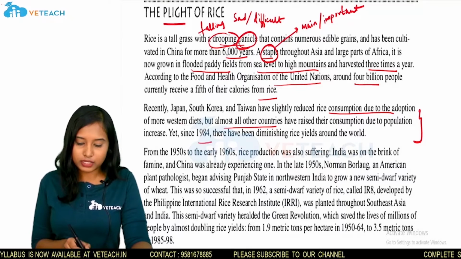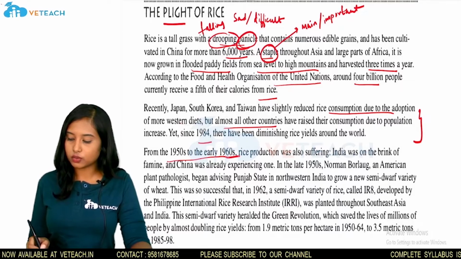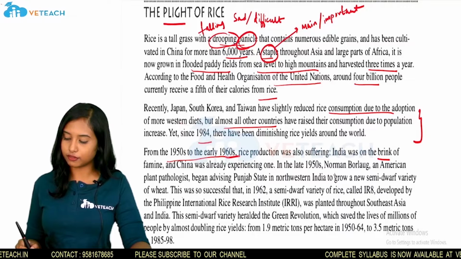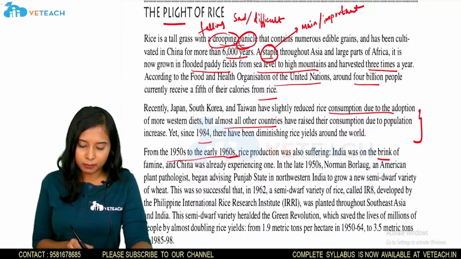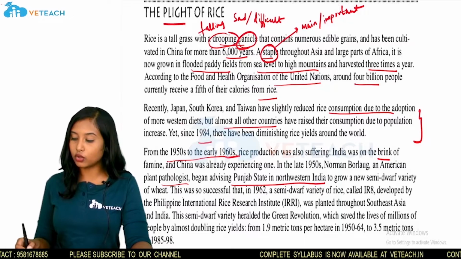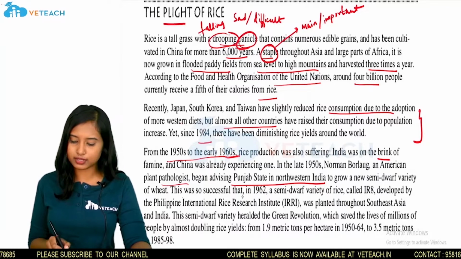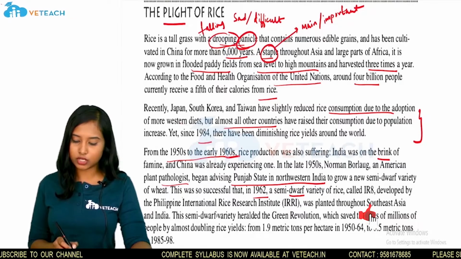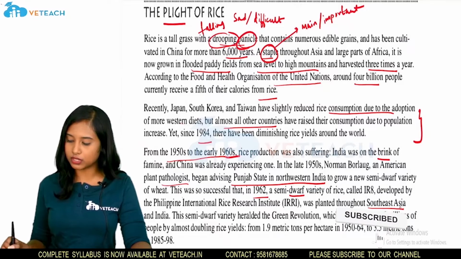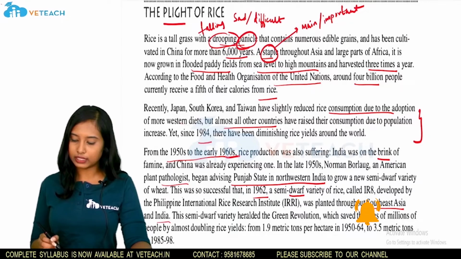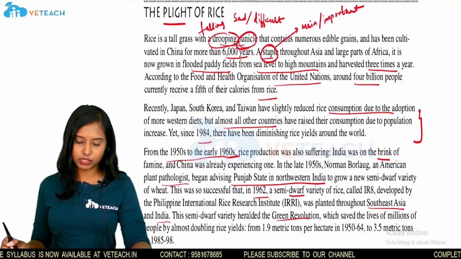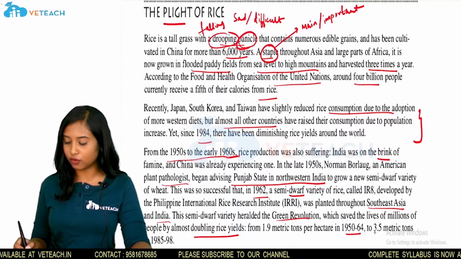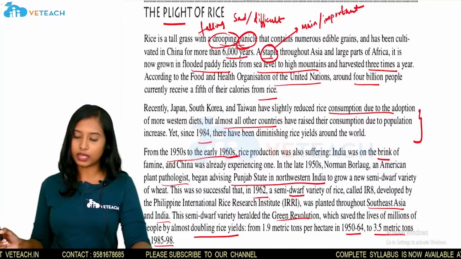Moving on to the next paragraph, from the 1950s to the early 1960s, rice production was also suffering. India was on the brink of famine and China was already experiencing one. In the late 1950s, Norman Borlaug, an American plant pathologist, began advising Punjab state in northwestern India to grow a new semi-dwarf variety of wheat. This was so successful that in 1962, a semi-dwarf variety of rice called IR8, developed by the Philippine International Rice Research Institute, was planted throughout Southeast Asia and India. This semi-dwarf variety heralded the Green Revolution, which saved the lives of millions of people by almost doubling rice yields from 1.9 metric tons per hectare in 1950 to 3.5 metric tons in 1985.